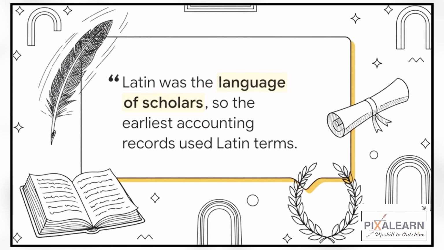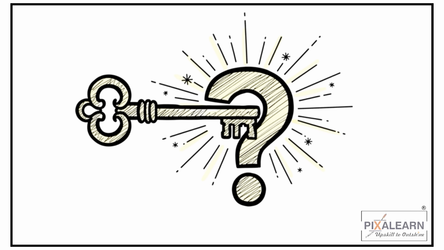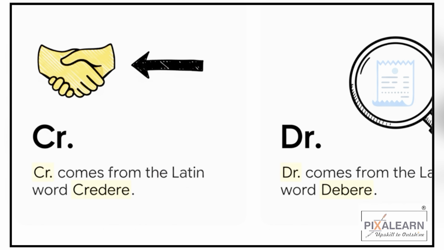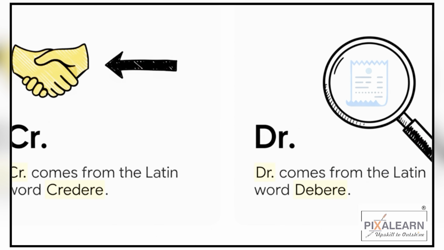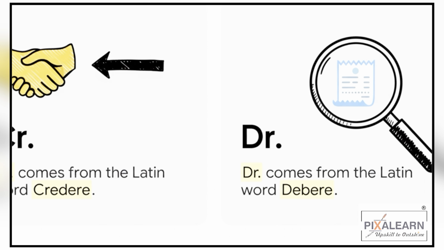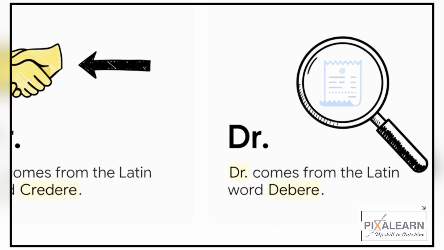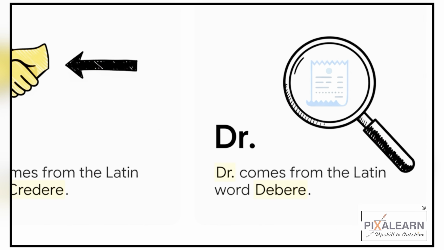Okay, get ready, because this is where the light bulb goes on. On the left, CR is pretty straightforward. It comes from the Latin word credere. And on the right, boom, there it is, the solution to our mystery. DR comes from the Latin word debere. See it? There's the R we've been hunting for.